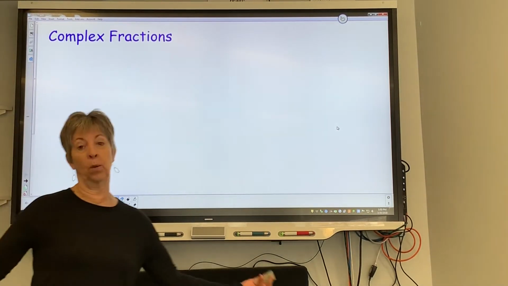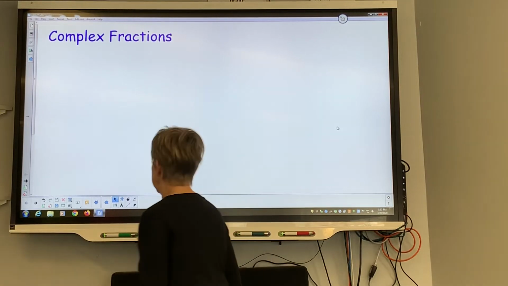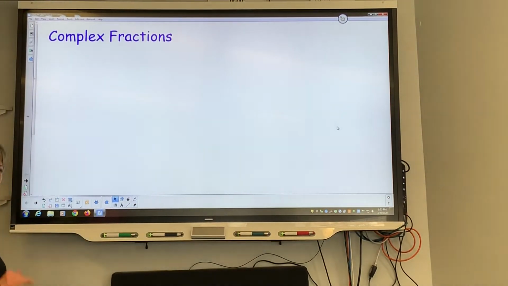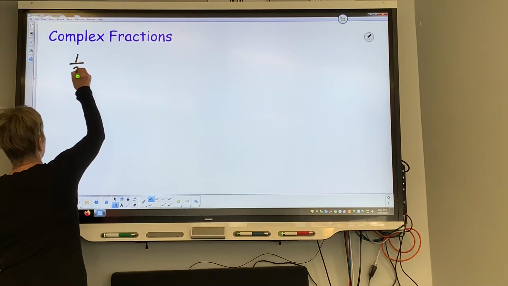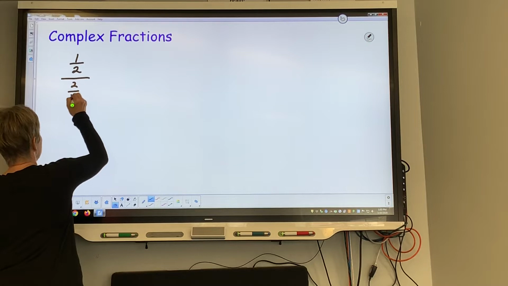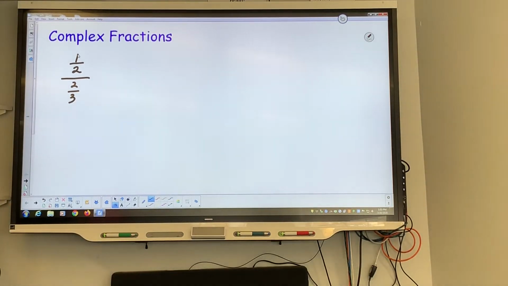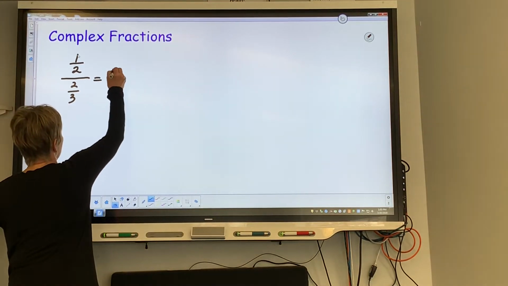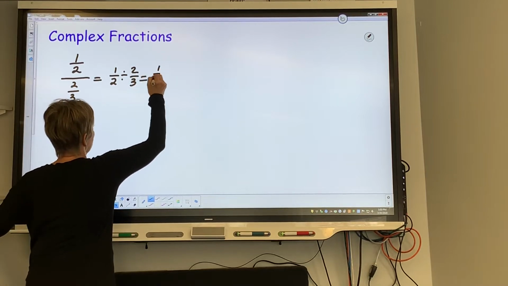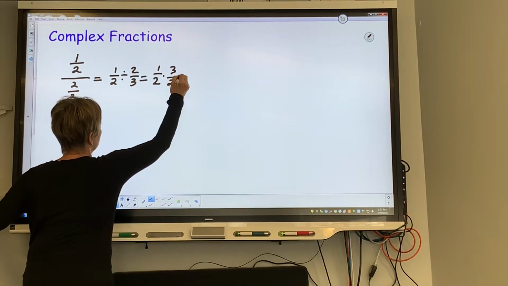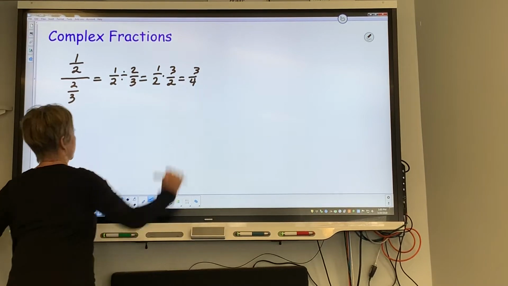And you guys are probably thinking, well, all fractions are complex, but not really. Remember how I always made a big deal about never leaving a fraction something like this? That's a simple complex fraction. Is that an oxymoron? I don't know. And you know that one of the ways we did this was to actually think of this as 1/2 divided by 2/3, which becomes 1/2 times 3/2, which is 3/4.